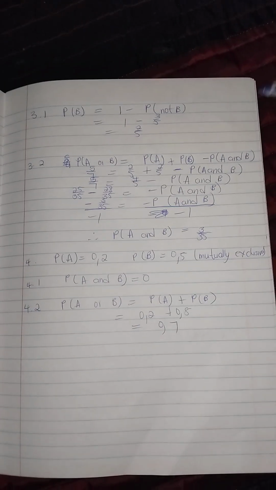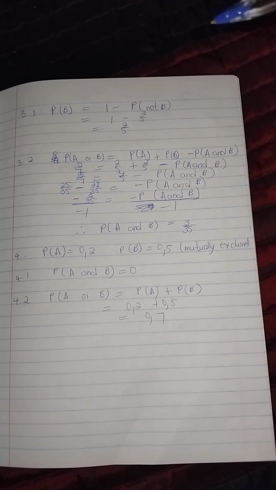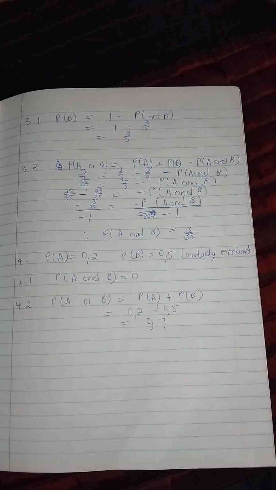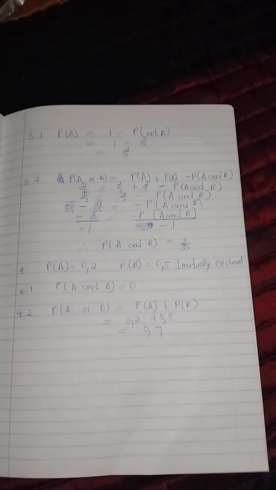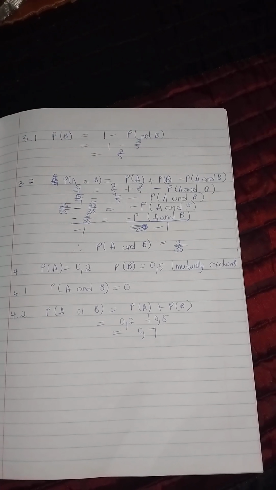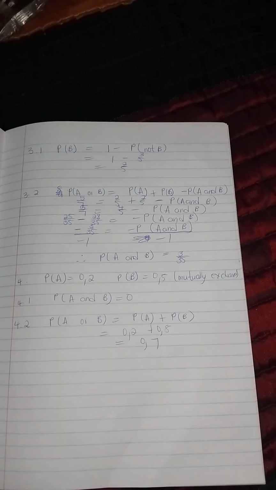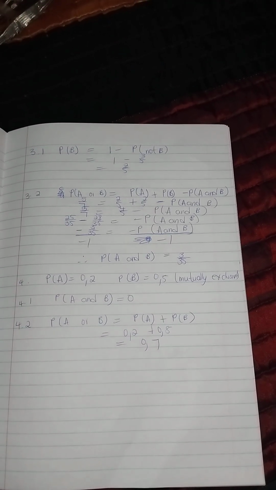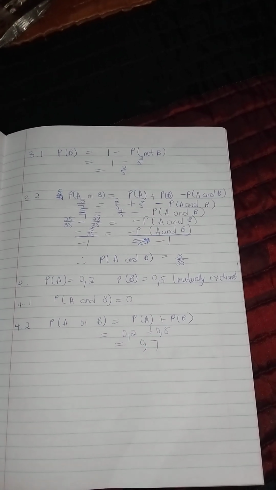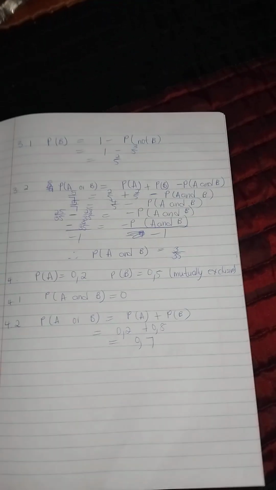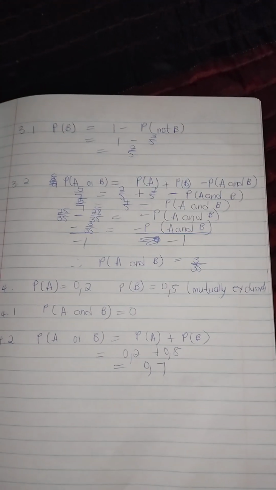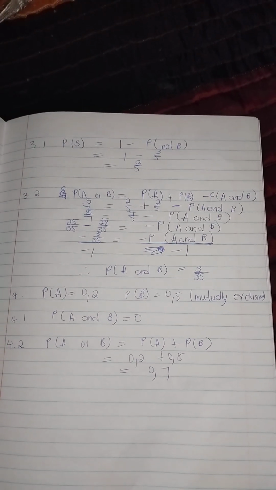We get to this one, ne? You are given a probability of B, you're given a probability of not B. Whenever you want a probability of something, you take 1, so that it adds up to 1. So a probability of not B is 3/5.